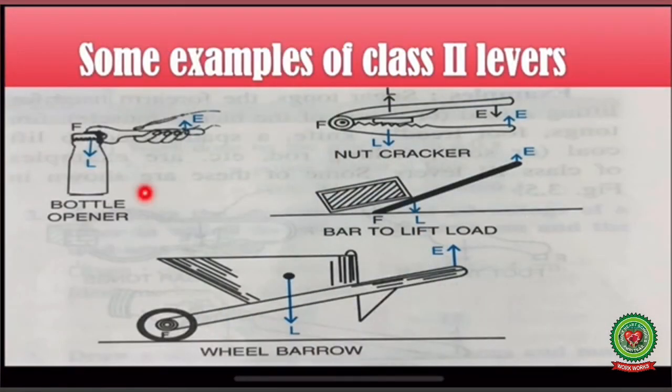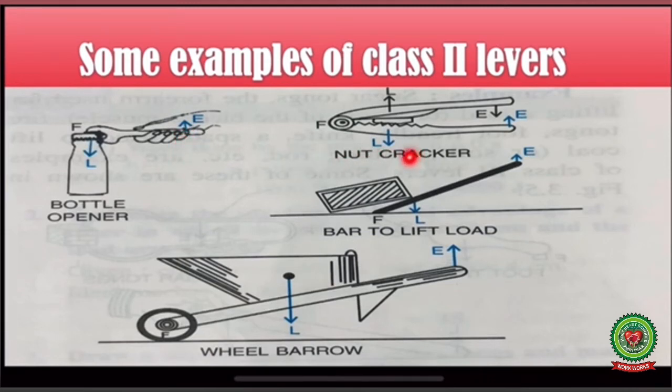A bottle opener. This is the fulcrum because we fixed the bottle opener here. This bottle lid is the load and here we are applying the effort. So we can say that load is in between fulcrum and effort in this case. That is why this is an example of class 2 levers.